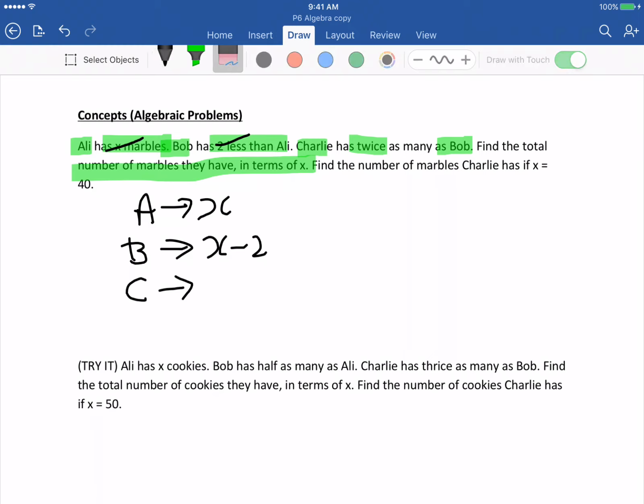So maybe I do the working out. This equals twice as many as Bob. X minus 2 times 2. What's X minus 2 times 2? It equals 2X minus 4.